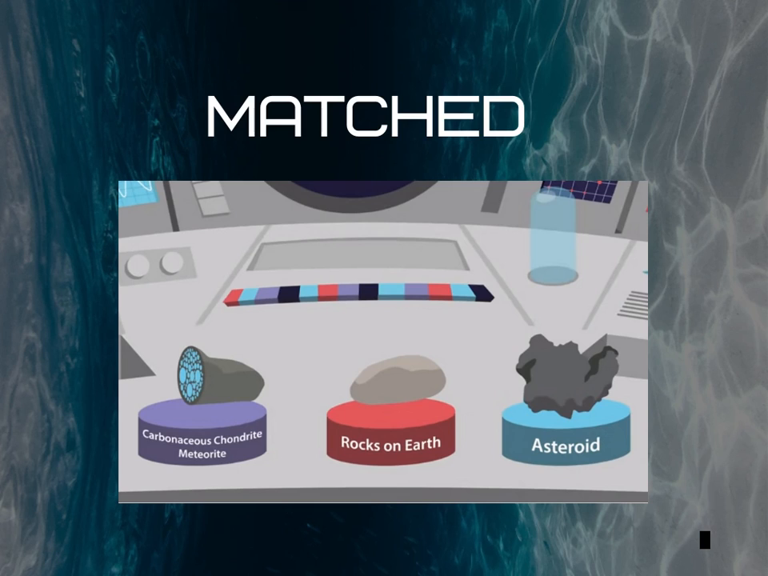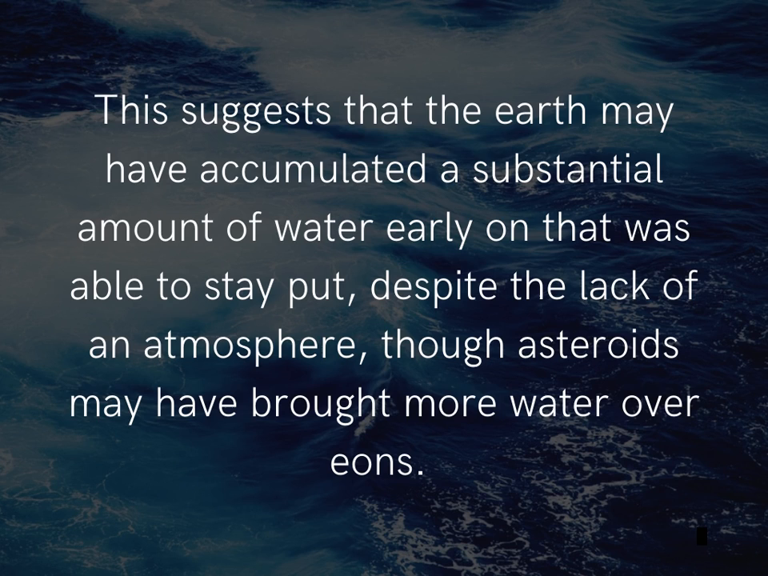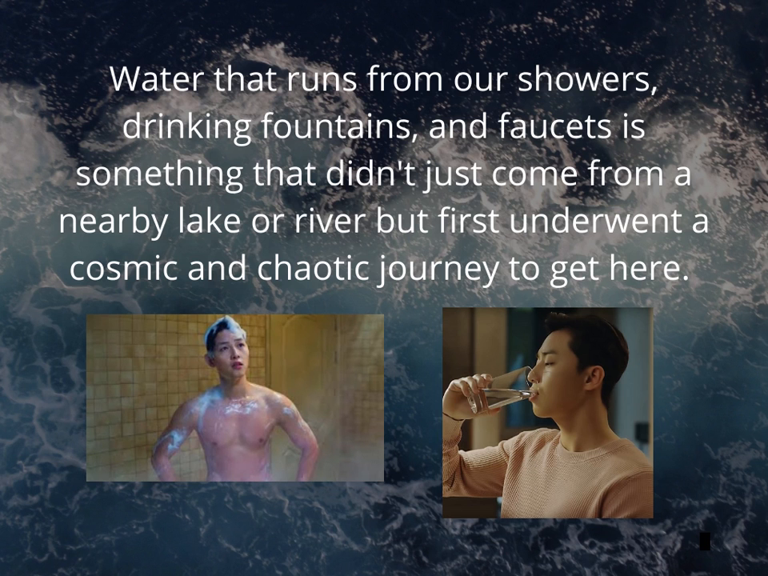In examining carbonaceous chondrite meteorites that formed shortly after the birth of our solar system, scientists have found that not only did they contain water, but their mineral composition matched the rocks on Earth and samples from the asteroid that formed at the same time as our planet. It suggests that the Earth may have accumulated a substantial amount of water early on that was able to stay put despite the lack of an atmosphere. Though asteroids may have brought more water over eons. If this turns out to be true, life may have formed much earlier than previously thought.